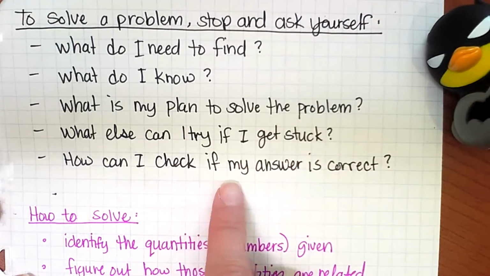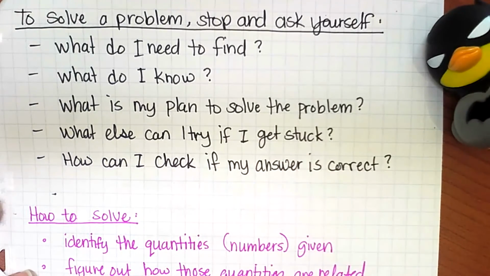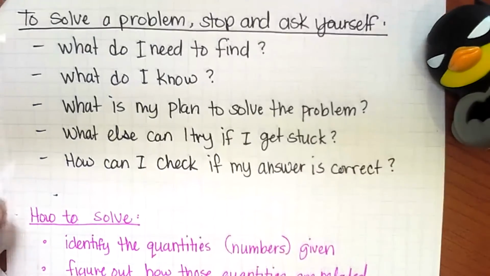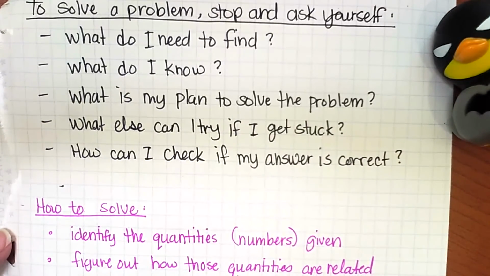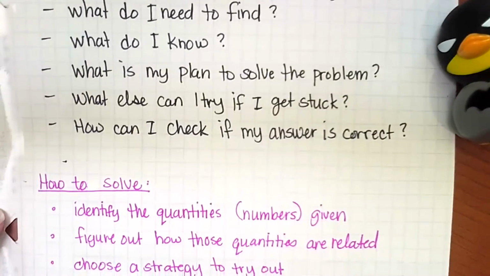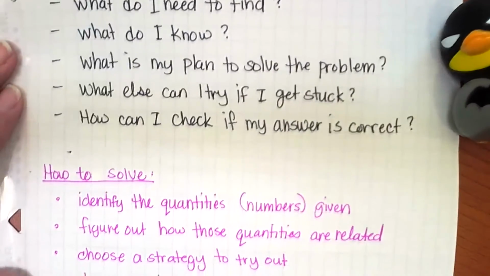And how can I check if my answer is correct? What are you going to do to check for reasonableness? Are you going to estimate to find an answer? Are you going to do the inverse operation? Ask yourself what strategies you have to help you figure that out.